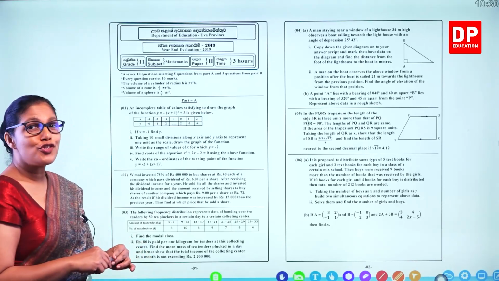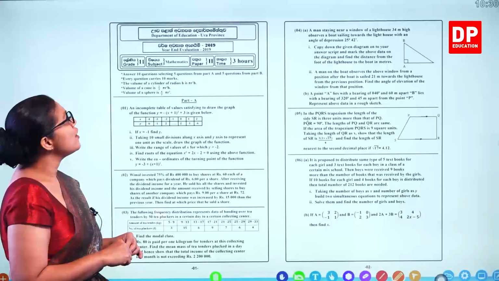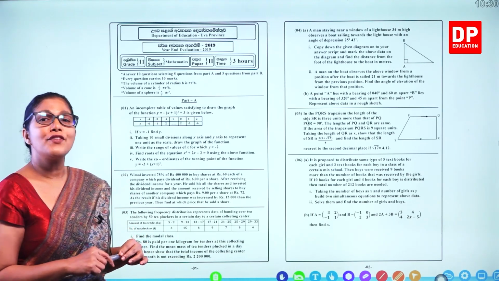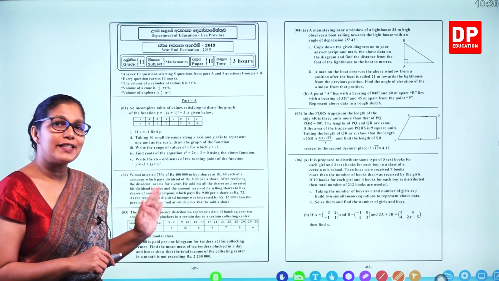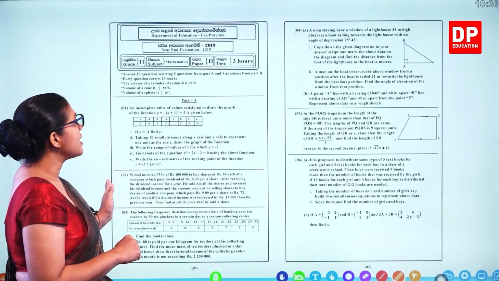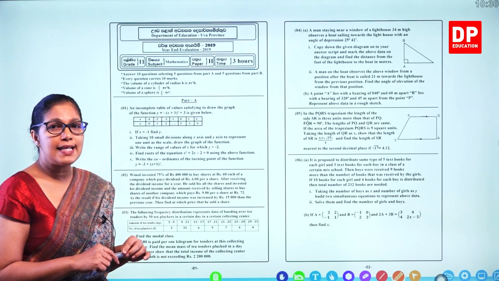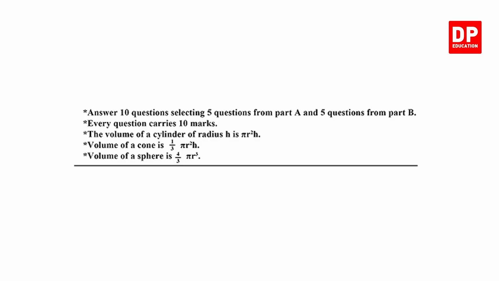Students, today I am going to do the year-end evaluation 2019. This is grade 11, Department of Education, Uva Province, paper 2. You get 3 hours for this paper and you get 2 parts, part A and part B. Part A has 6 questions and part B has 6 questions, but you can select 5 questions from each part. Also the volume of a cone formula and volume of a sphere formula are given.